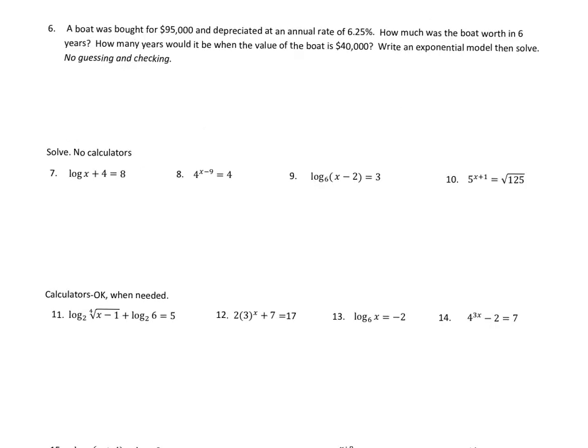Our next word problem is a boat was bought for $95,000 and depreciated at an annual rate of 6.25%. So this is your rate. This is your initial value. How much was the boat worth in 6 years? How many years would it be when the value of the boat is 40,000? So it's asking 2 questions.